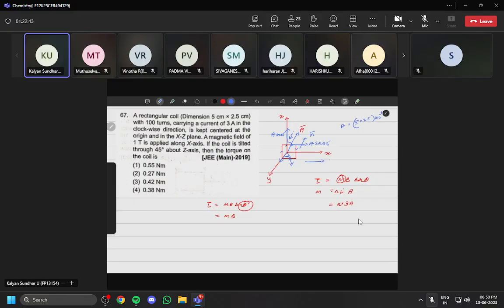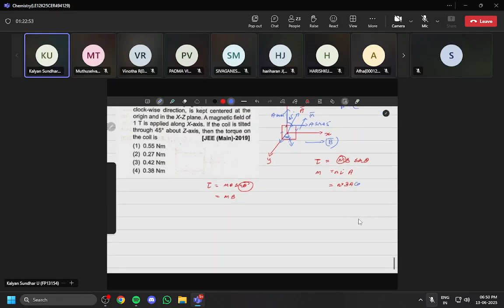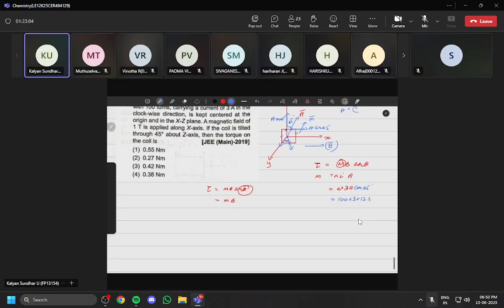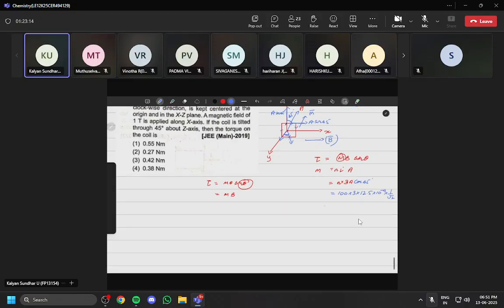Correct? This is your B vector. B cross A, which is nothing but your M vector. அப்பதானே இந்த வேல்யூ வரும். Correct? Now how will you write this? This will be A cos 45. அப்ப 100 into 3 into 5 into 2.5 எவ்வளோ? 12.5. So 12.5 into 10 to the power minus 4 into cos 45, 1 by root 2 வரும். Correct? 1 by root 2, I can write this as 0.707. So you will get your M vector around 0.265.